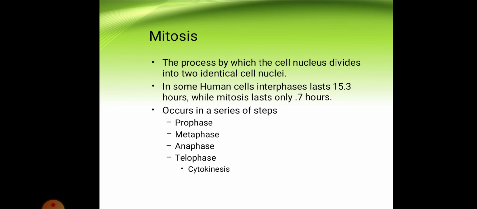How does it occur? Siyempre, may series of steps po yan. First is the prophase. Second, metaphase. Third is anaphase. And fourth is telophase. And part of it is the cytokinesis. So, let's start.